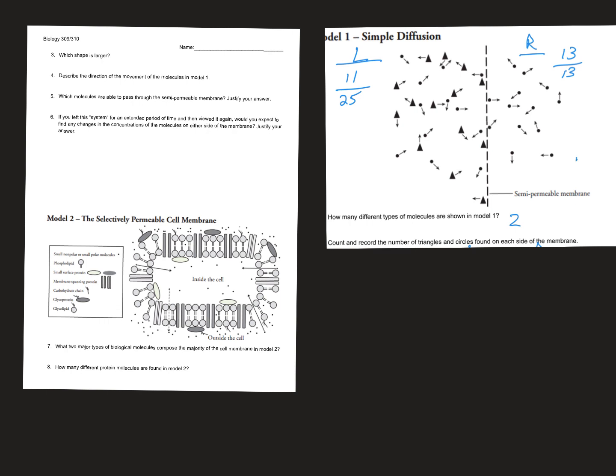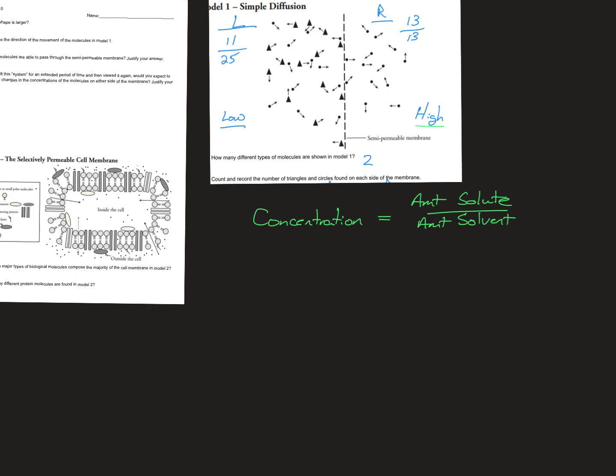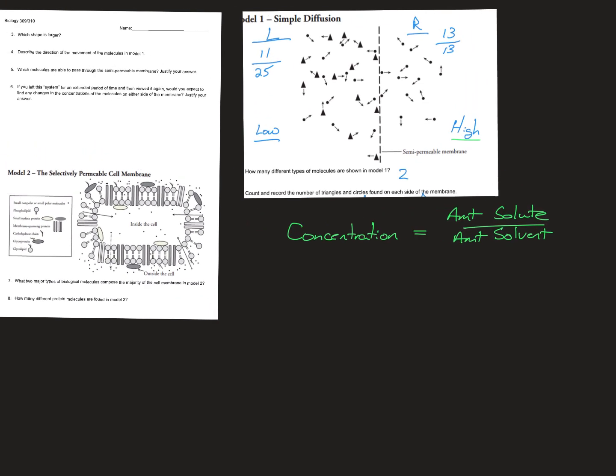So this on the right is high, and this on the left is low, even though there are fewer circles. It's a lower concentration, and there are also fewer circles. Either way, this is high and this is low. Why? Because concentration is equal to the amount of solute divided by the amount of solvent. Again, review, you should know it, we covered it on Monday and before, and mentioned it earlier in the year as well. So on this side you have high and this side low.